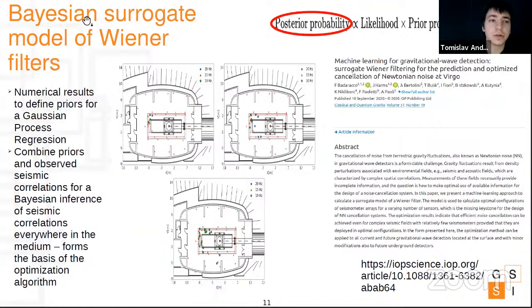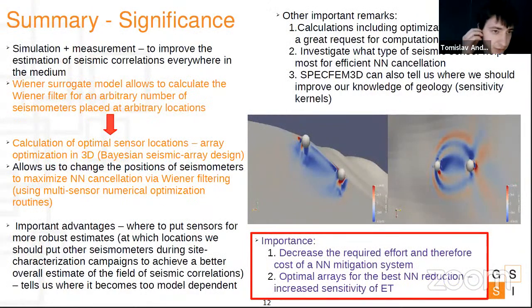This concept of a Bayesian surrogate model of linear filters was introduced in this paper, and this plot is also from this paper. On this plot, you can see a sample of optimal arrays for different frequencies. In this paper, the priors were uniform over the area, but now we will use our simulations as priors. So to summarize, we'll have a Wiener surrogate model that allows us to calculate the Wiener filter for an arbitrary number of seismometers placed at arbitrary locations, which will enable us to calculate optimal sensor locations.